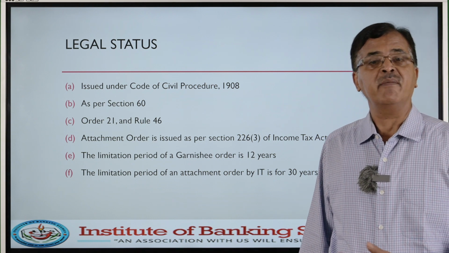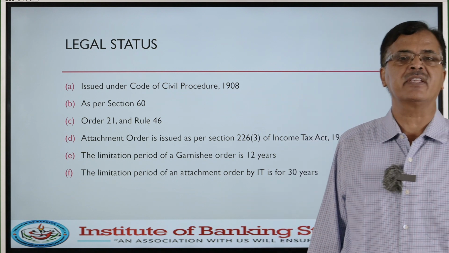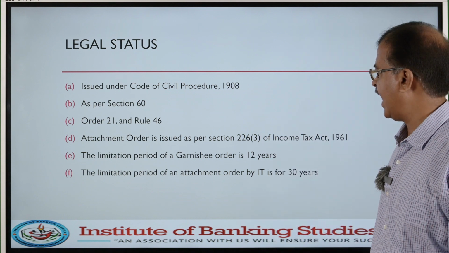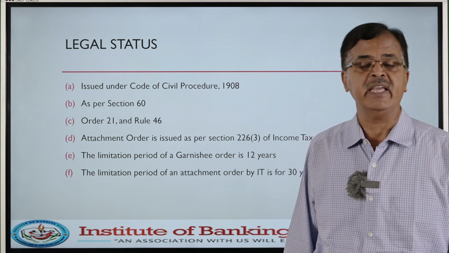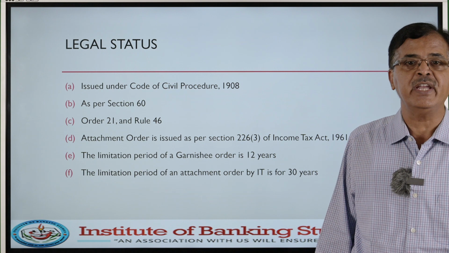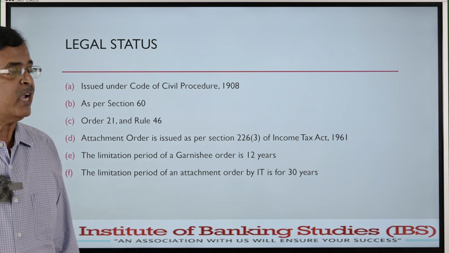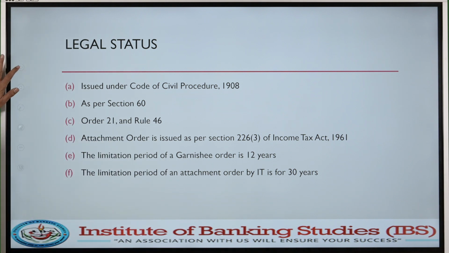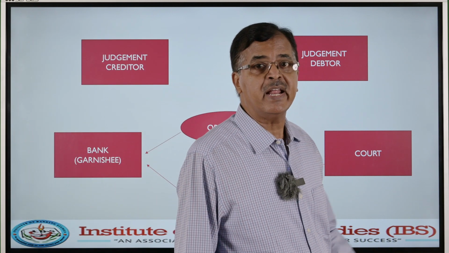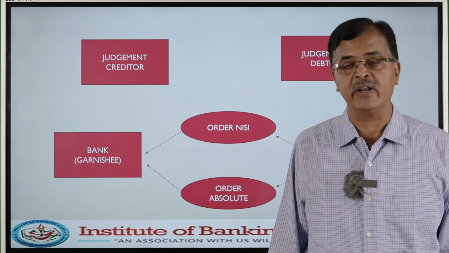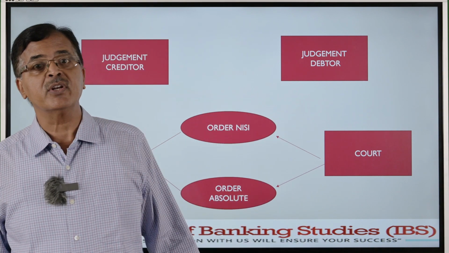Similarly, revenue authorities normally issue attachment orders as per Section 226, subsection 3 of the Income Tax Act. The limitation period for a garnishee order is 12 years, whereas the limitation period for an attachment order is 30 years. Normally, the bank will consider these orders as very important, and the bank will act immediately upon service of such orders. We will just examine how this garnishee order originates.